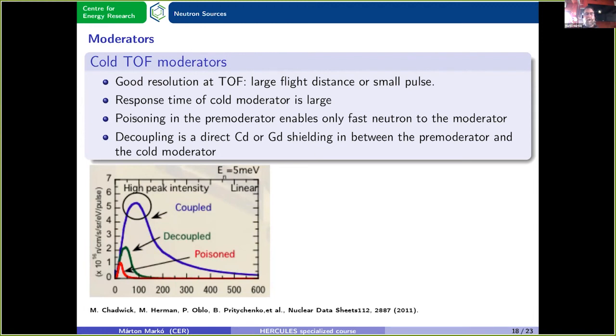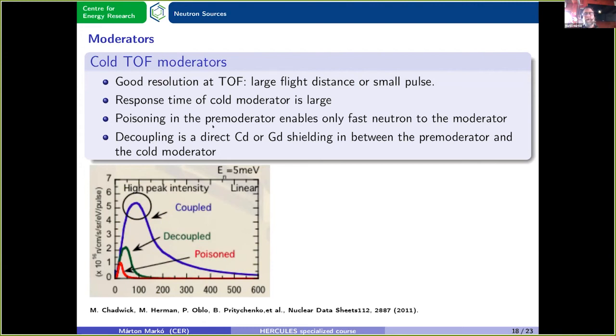There is the poisoned moderator. Poisoned means that around the cold source there is water, and there are neutron absorbers in the water. So only the fast neutrons can be thermalized by the cold source.